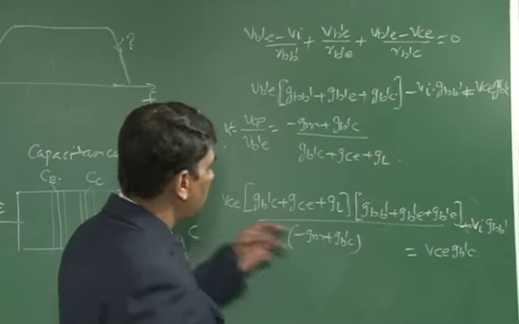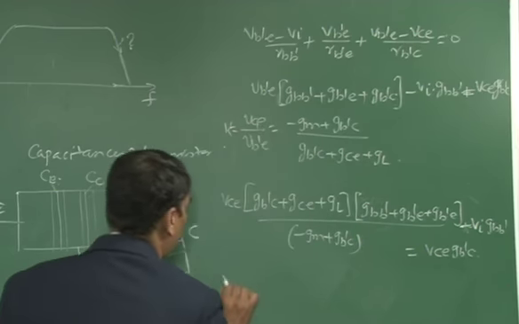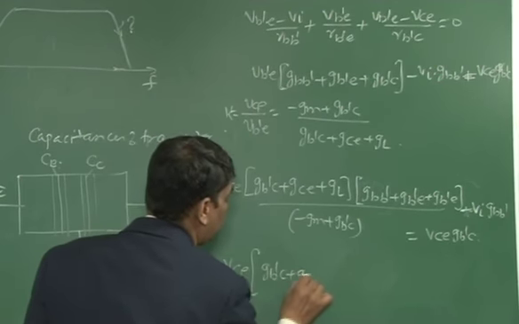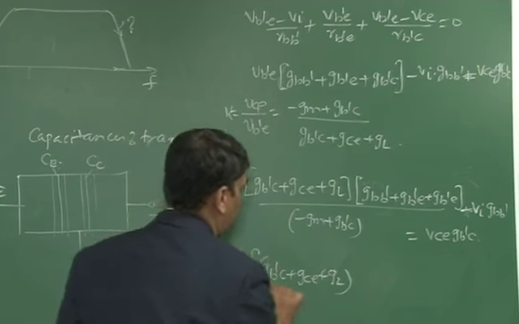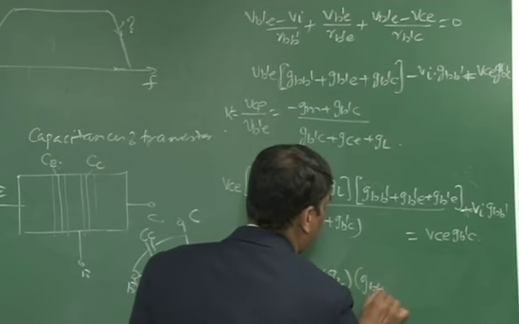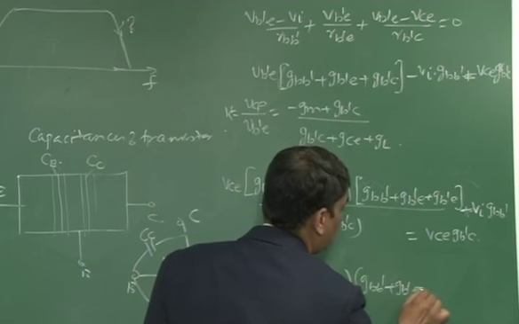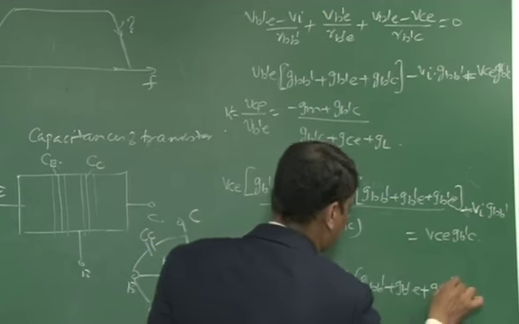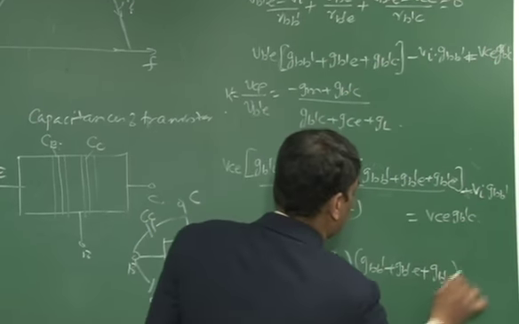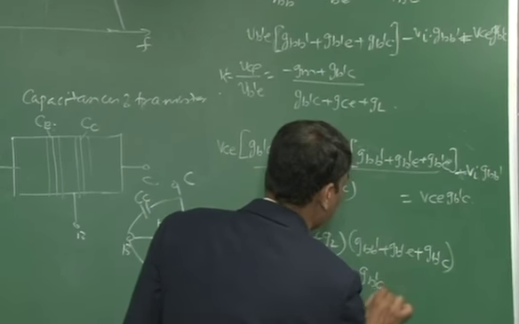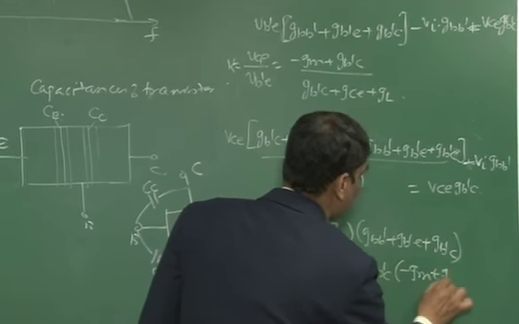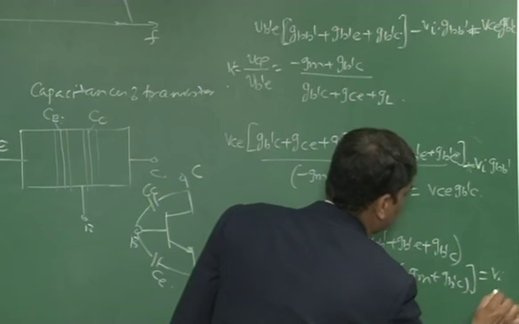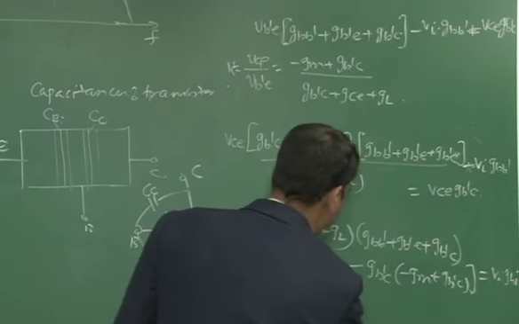If you take this value to this side, and take VCE as common, then taking the LCM, you are going to get GB dash C plus GCE plus GL into GBB dash plus GB dash E plus GB dash C, minus GB dash C into minus GM plus GB dash C, is equal to VI by GBB dash.